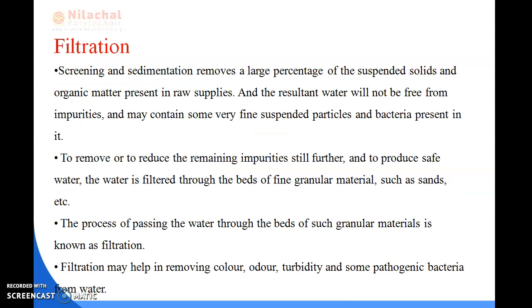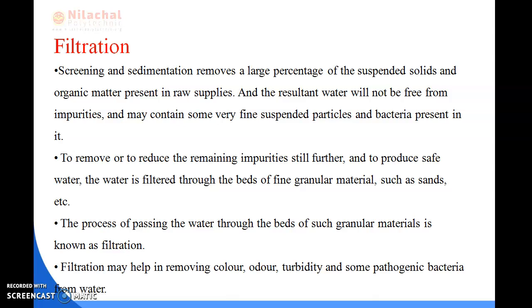As in the screening and sedimentation parts, we have removed a large percentage of suspended solids from the water, but the resultant water is not free from impurities. It also contains some fine suspended particles, and some bacteria are present even after screening and sedimentation have been done. So how can these fine suspended particles and bacteria be removed? They are removed by the filtration process.